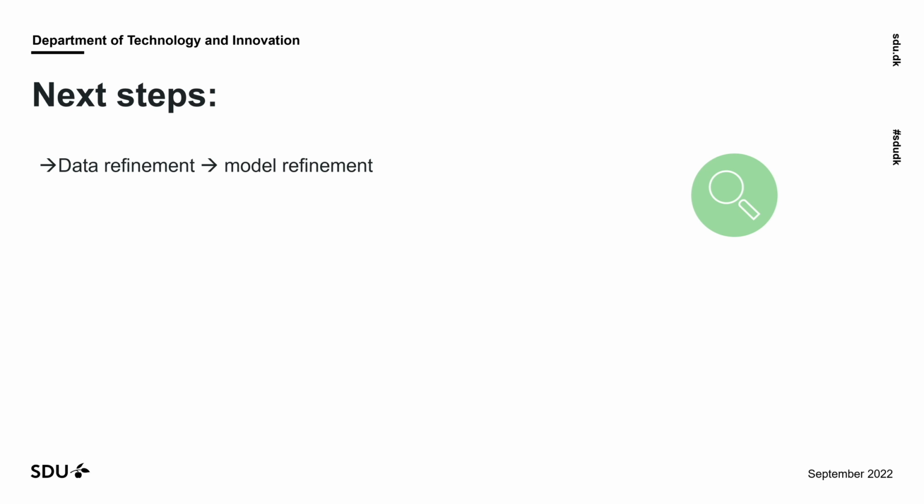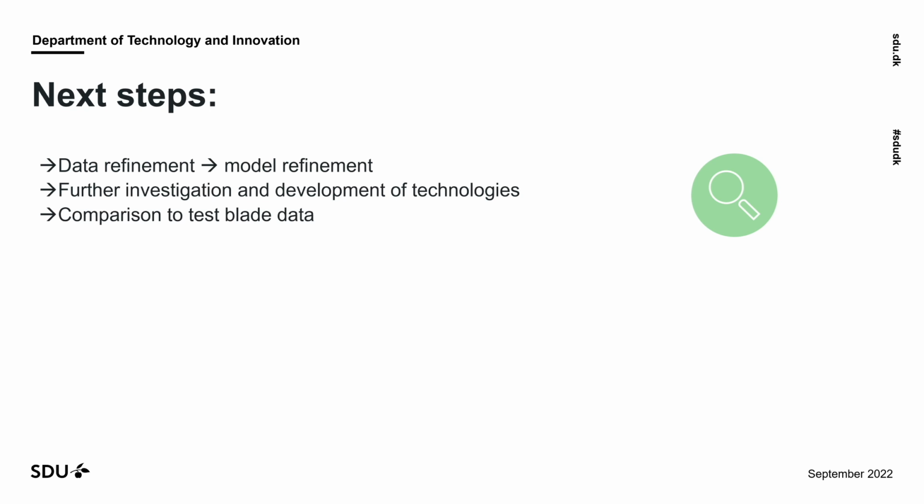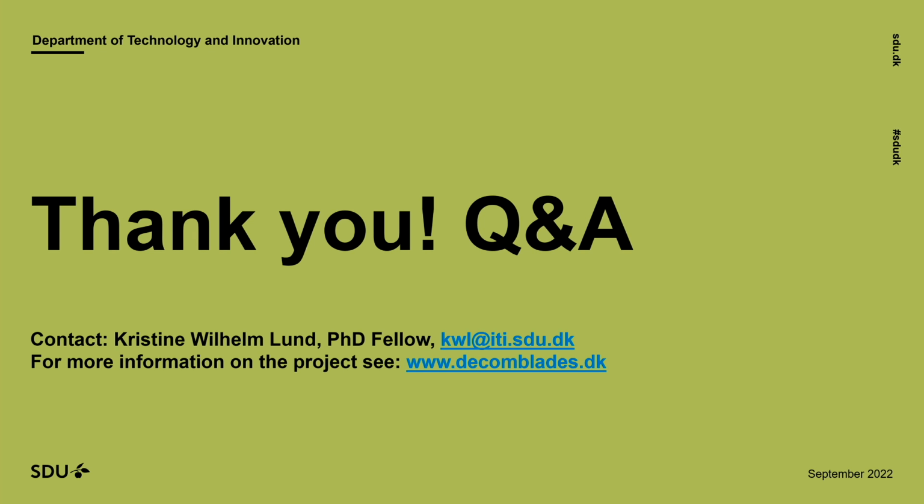The next steps are that we're still working on data refinement together with the partners, because the better the data, the better the model. We also need to keep investigating the different technologies. We actually have the blade available, so we can start doing some testing. We're also going to see how that compares to the assumptions we've made. And finally, we need to evaluate, based on our results, what we need to improve. So that was briefly what we're working on right now.